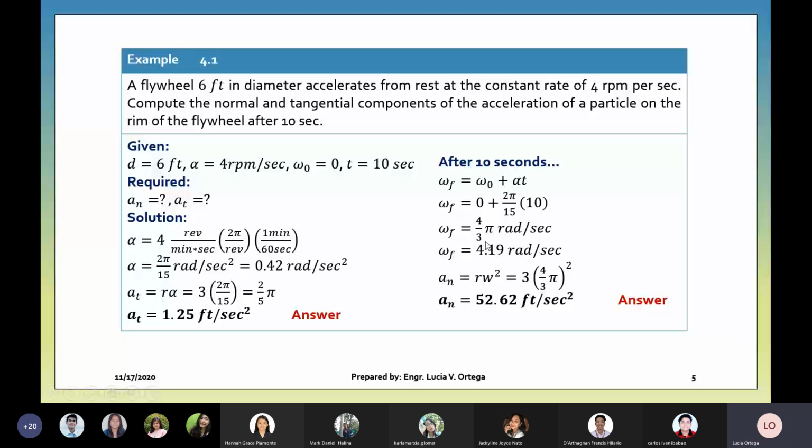This final angular velocity. Okay, so then the normal acceleration is equal to 52.62. That would be already in feet per second square, since the radius is in feet.